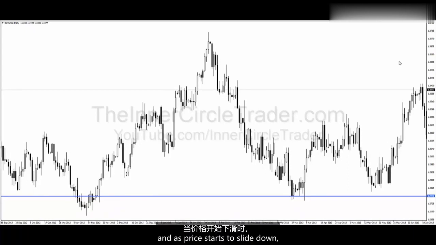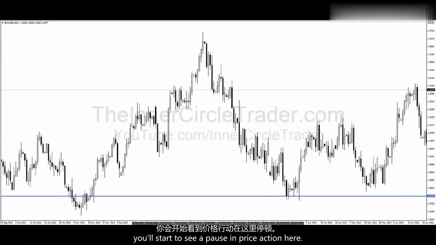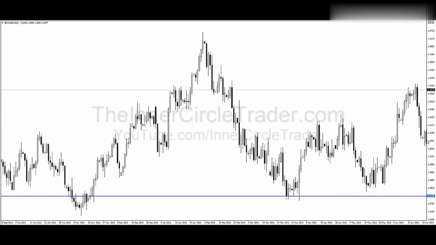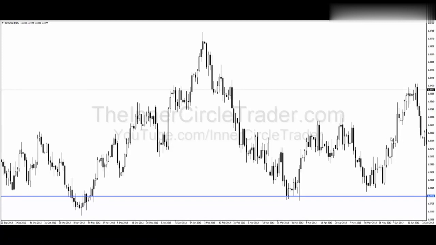And as price starts to slide down, you'll start to see a pause in price action here. And you see this is the first bullish candle in this down leg. Now if you look to the left over here, you'll see a small little consolidation in here. And you keep going over to the left, you'll see some old highs, a consolidation with some highs and bodies of candles, a short-term high here, and a turning point here, and a turning point here.